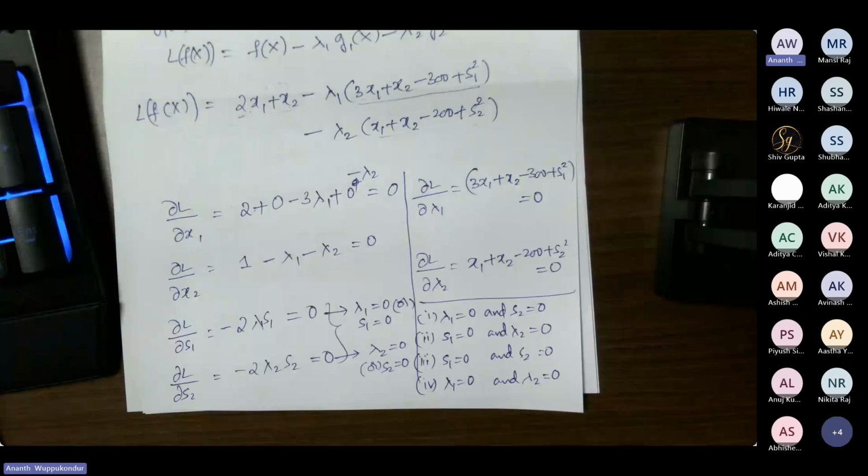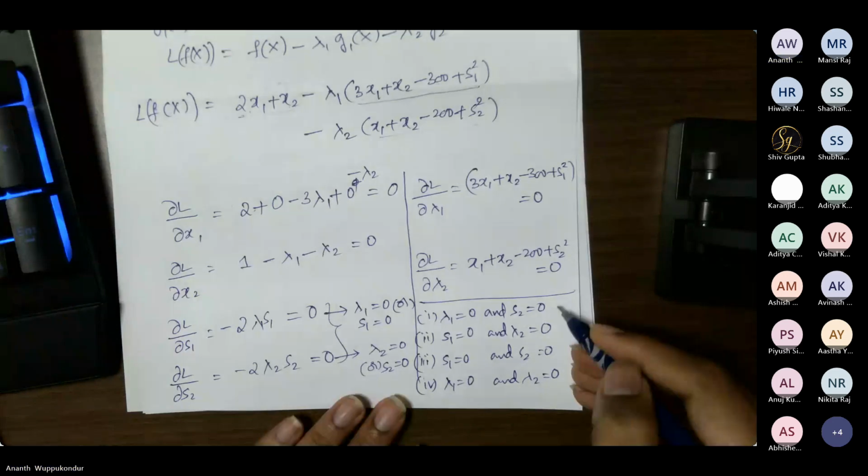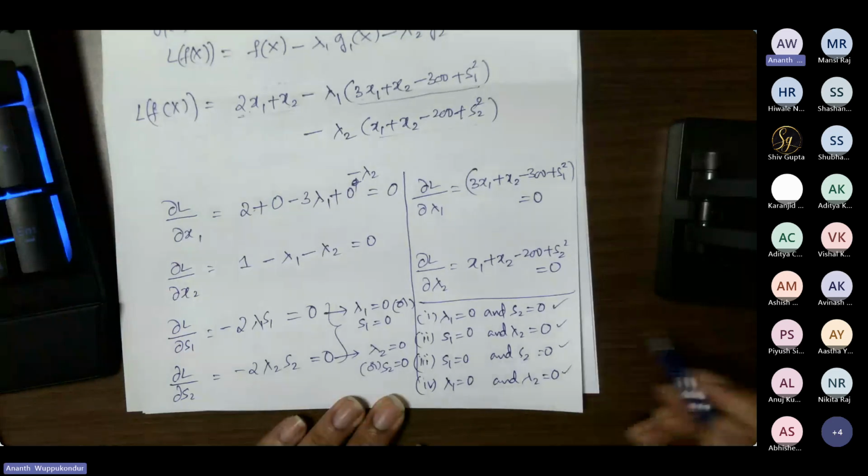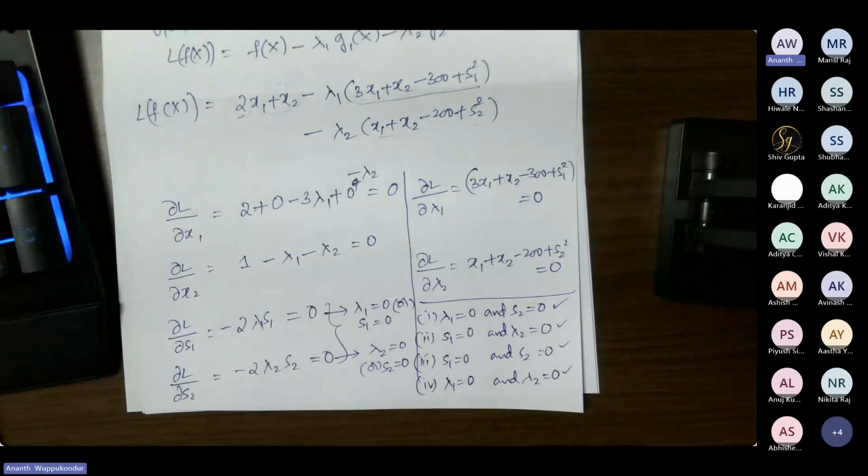Now you have to test each of these combinations to find out which is the most possible solution or most feasible solution for the given function. So let us try the first one, lambda 1 equals 0 and S2 equals 0.